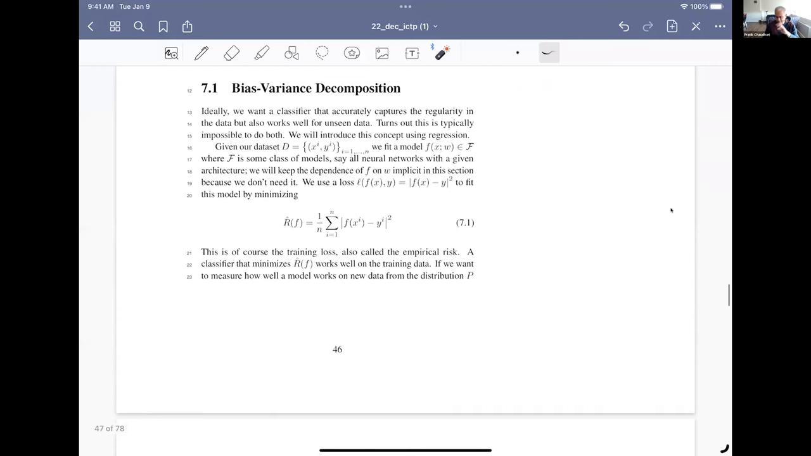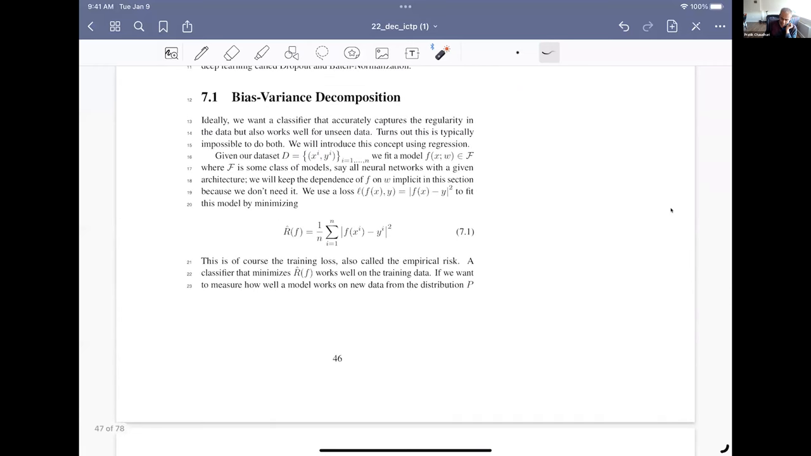So let us think of regression. In regression, we would like to minimize the error between your labels y_i and predictions f of x_i. F is my model, and this is the loss that we minimize, let's say mean square error loss in regression. Of course, as I said in the first lecture, we don't really care for this loss. This is simply the loss on the training set.